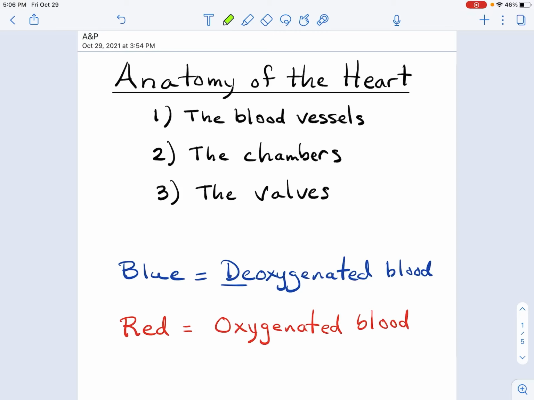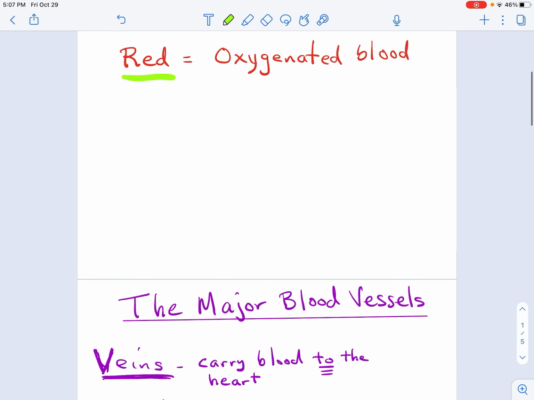Here's a review of the anatomy of the heart in preparation for the assessment coming up on Monday and Tuesday. Remember that we're focused on three different components of the anatomy: the blood vessels, the chambers, and the valves. Also remember that we use blue to designate deoxygenated blood and red to designate oxygenated blood.